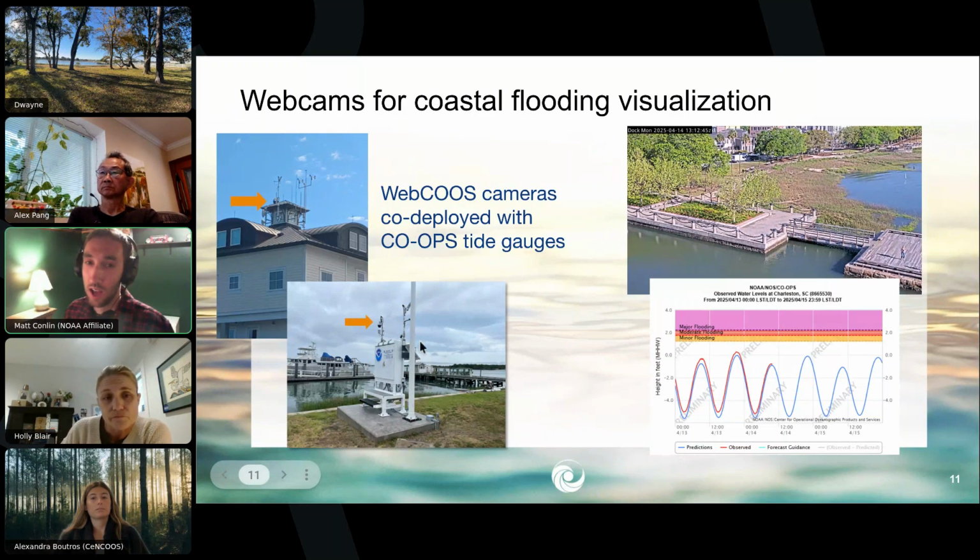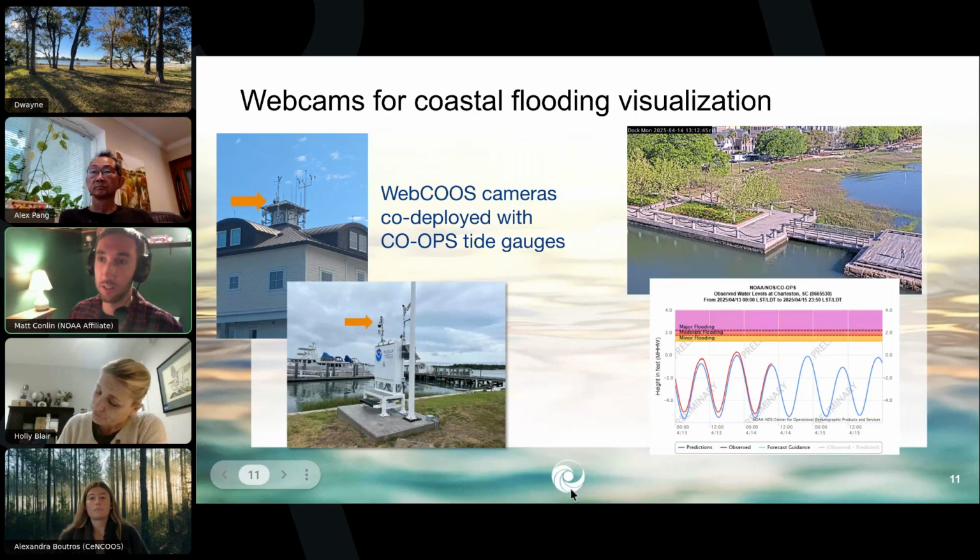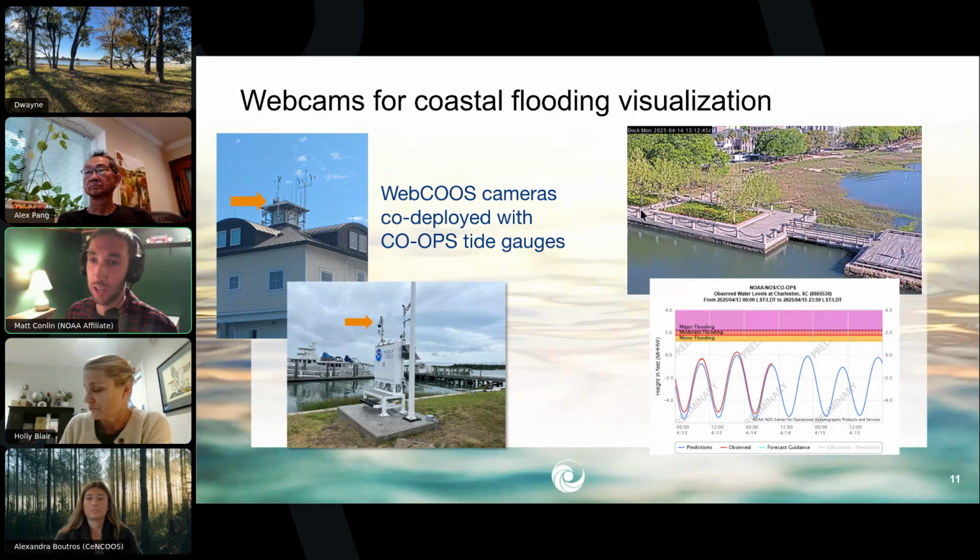And so, I think this gives us the opportunity to take the really rich quantitative water level information that the tide gauges give us and merge it with the really nice visual information that we get from cameras, to get a sense of what these water level data points that we're seeing in our graphs actually look like if we were standing on the ground looking at them.